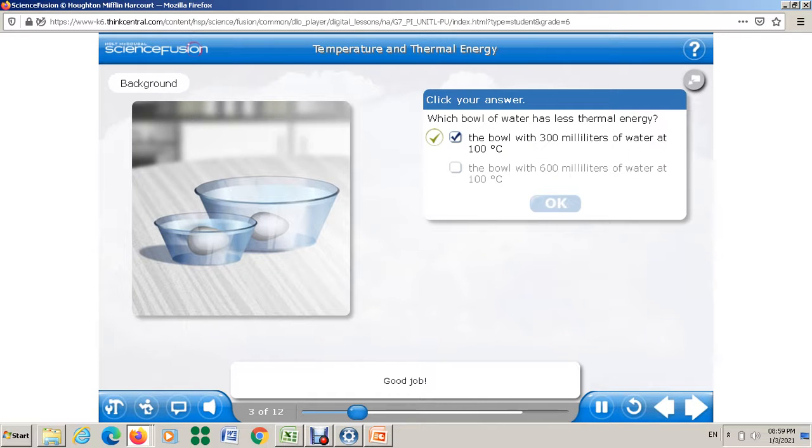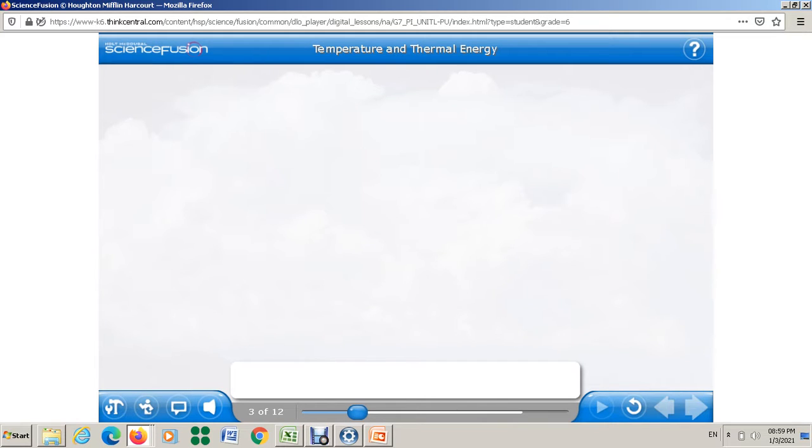Good job. There is less thermal energy in the bowl with 300 milliliters of boiling water. As a result, the egg in this bowl will cook less in 15 minutes than the egg in the cup with 600 milliliters of boiling water. This will happen even though the water temperatures in the 2 bowls are equal. Let's continue now to do our virtual lab.